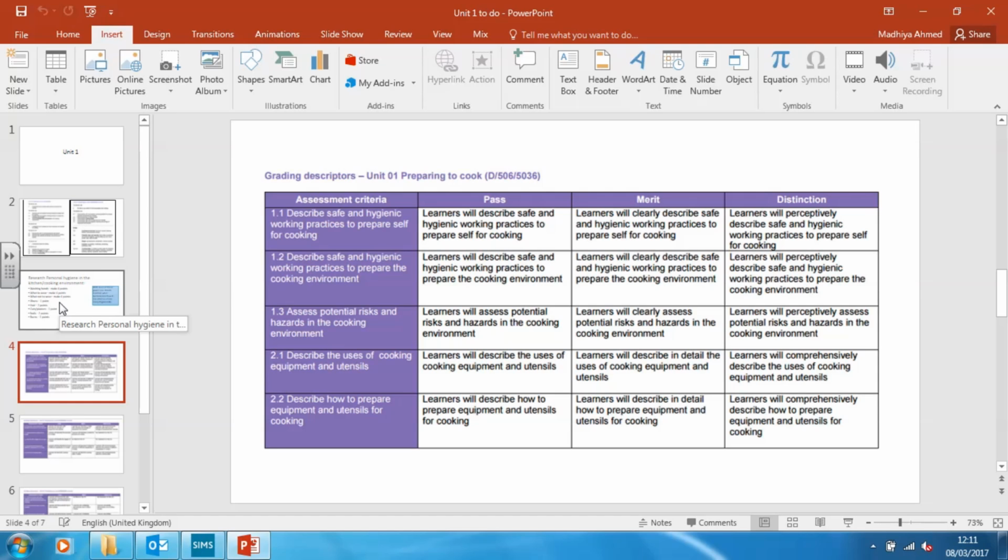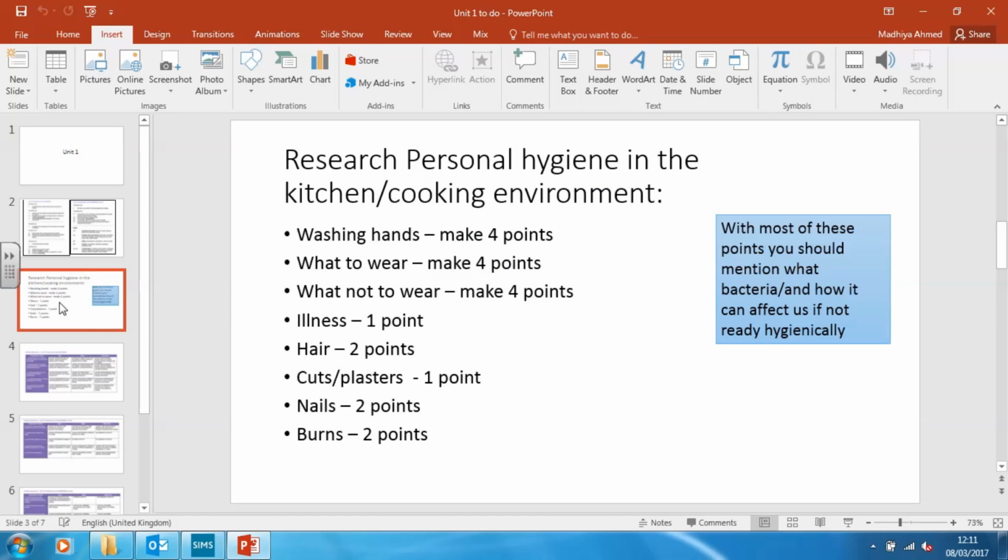I have done a little breakdown on here based on what I've seen on the things that you should aim to mention on how to prepare yourself, not the actual kitchen, not your environment around you, but purely about the person in the room and how they should be ready for the lesson. As you can see, I've mentioned, for example, washing your hands. You could make up to 4 different points, if not more, about washing your hands. You need to relate most of these points to bacteria and how that can affect us. Mention what type of bacteria and how it can affect us hygienically as well.